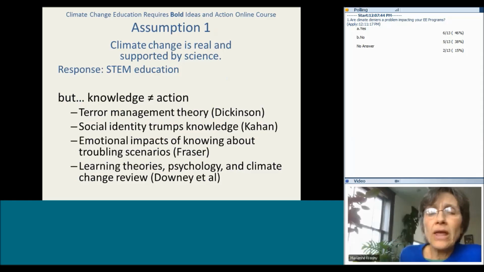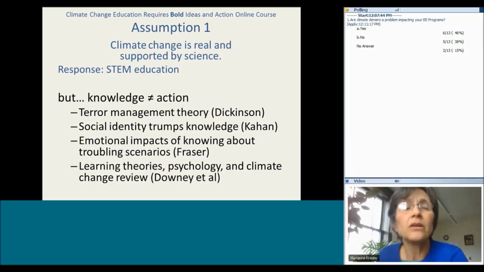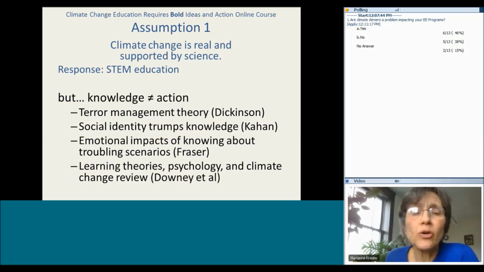And also, for any of these citations, like Dickinson or Kahan, on the last or second to last slide in this presentation, I give the full reference. And if you have any troubles accessing them because they're not openly available to you, let me know, and we can help you access them if they're not already published on the course site. So the first reference I wanted to mention is about terror management theory, and the article is open access.